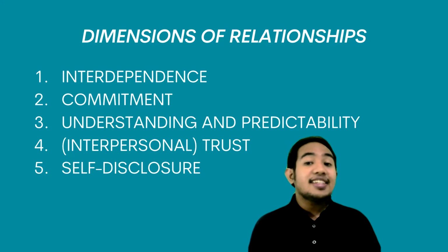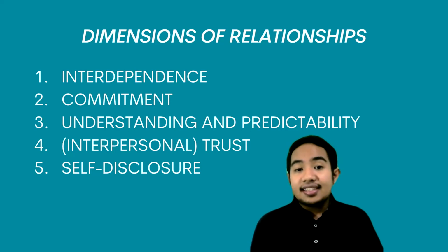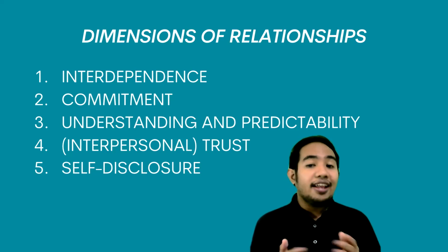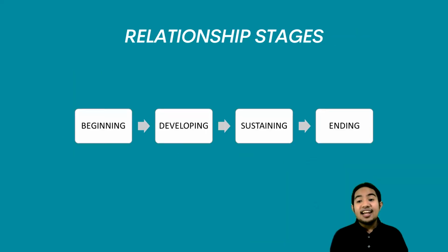And fifth is self disclosure, or the extent to which partners share with each other information and feelings through interaction and feedback. Now that we get the idea of interpersonal relationships, let's now go to the life cycle of relationships.